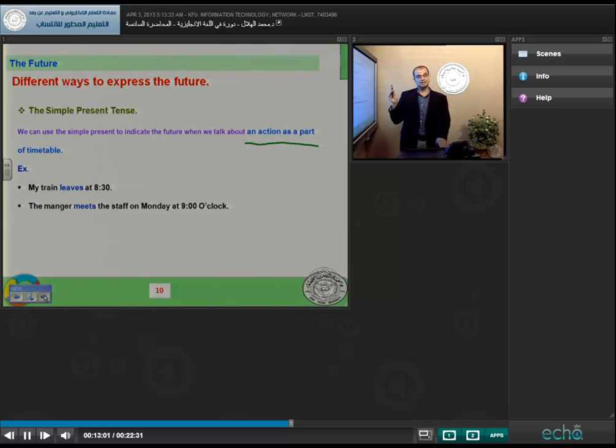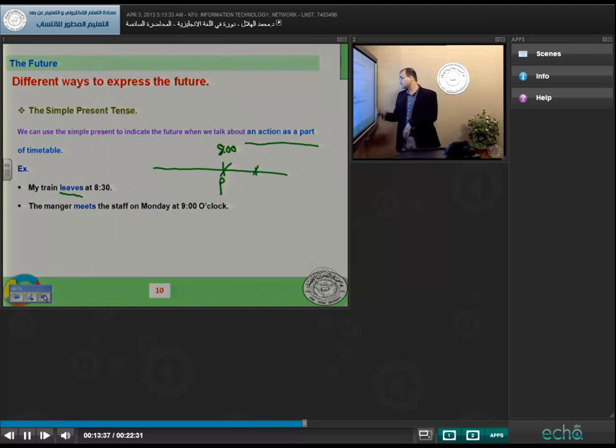According to this sentence, clearly the tense of the sentence is the simple present, but the reference is to a future action. If this is the timeline, this is where the present is, and suppose now it is 8 o'clock, and somebody asks me, when does your train leave? I would say my train leaves at 8:30. It is 8 o'clock now, and I'm referring to an action that will happen in the future.